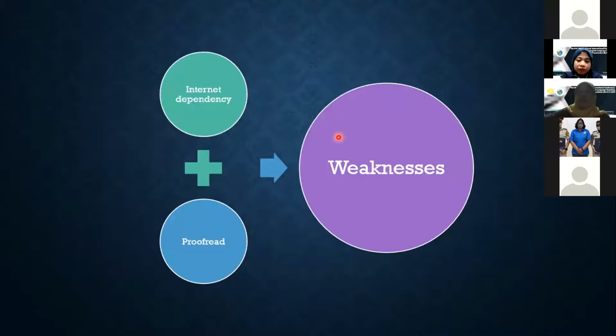The weakness that we found here, one of them, is the internet dependency. So it must work with the internet. And the second is proofreading. Well, proofreading can be a weakness for those who cannot work with translation. I mean, if he can't use English, he cannot just use MateCat directly because it needs proofreading in the process.